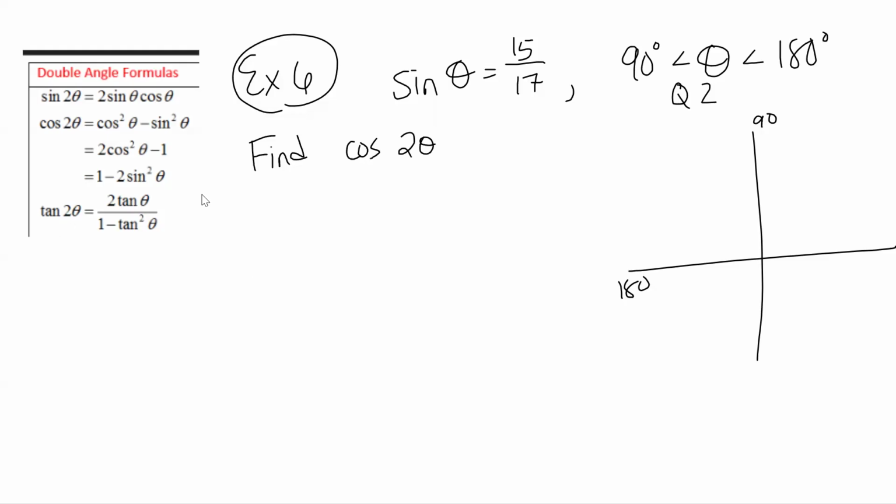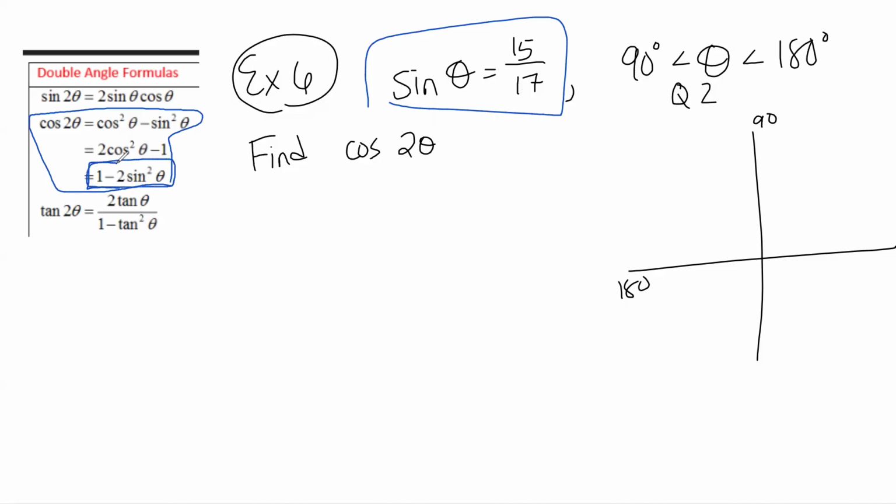This is the one that's probably the hardest because you have the most choice. Those are our 3 options. We have sine, so just pick the one with sine. We don't actually have to do work here. We don't have to draw the triangle. Pick that one. So we're going to pick the third one down, 1 minus 2 sine square. Put this in. So that's 1 minus 2 times 15 over 17 squared.